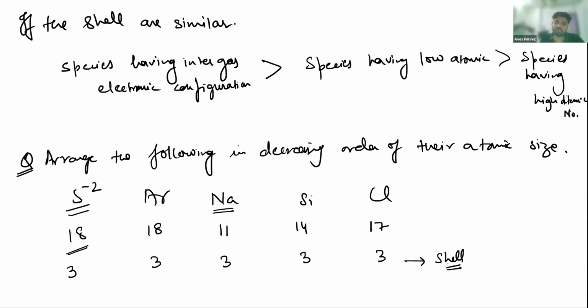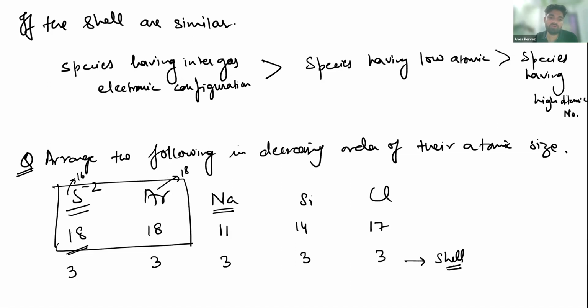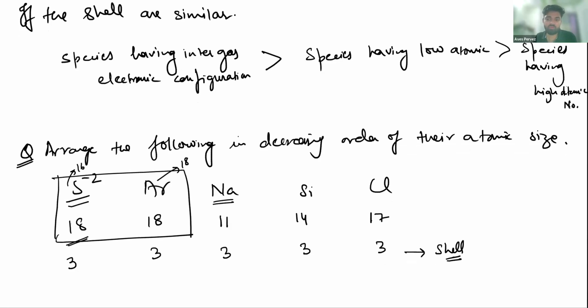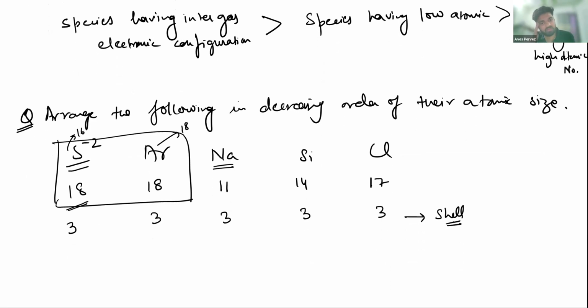Here we will compare, because these are the two that are going to have the same number of electrons. So we'll compare them by how many protons there are. This is going to have 18 protons, and this is going to have 16 protons. So 16 protons, 18 electrons: the size of this one will be greater, because fewer protons are there and more electrons are there. Got it?